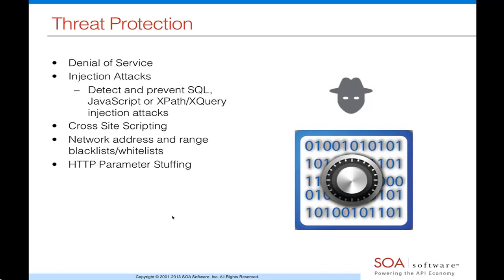And then HTTP parameter stuffing, where a lot of hackers have now started overloading the parameters on HTTP, and if you don't take the necessary steps, they can confuse your server, they can lead to buffer overflows, and then that can lead to compromising your backend. So you need to put in some measures to protect against HTTP parameter stuffing as well.